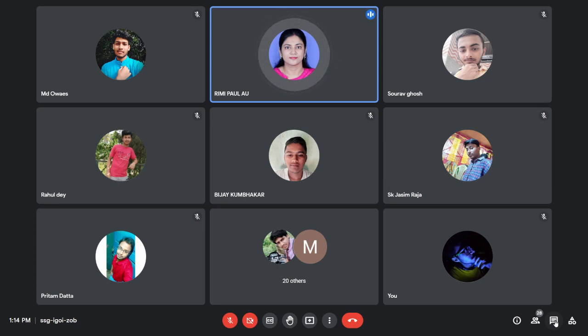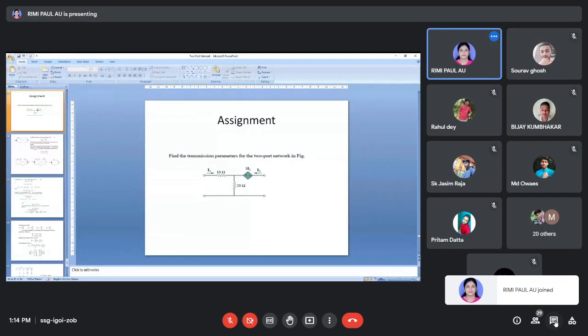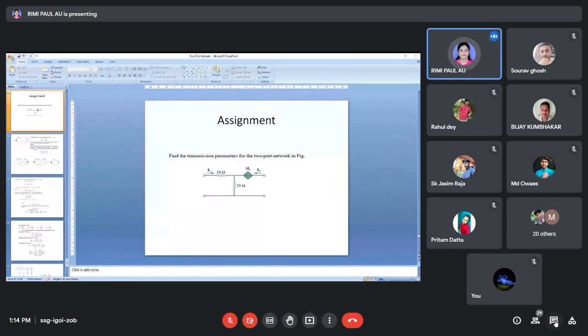Another thing, I am just showing you, those who are lateral entry will solve this circuit. This is their assignment. I'm showing you just for 1 minute. Those who are lateral entry will submit this assignment, hard copy, next week Tuesday.